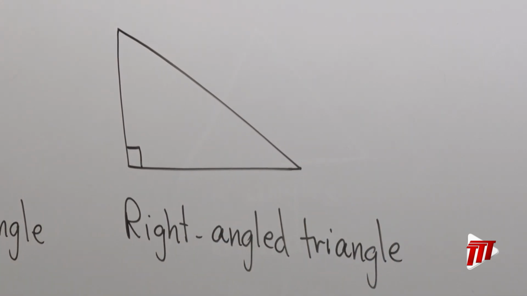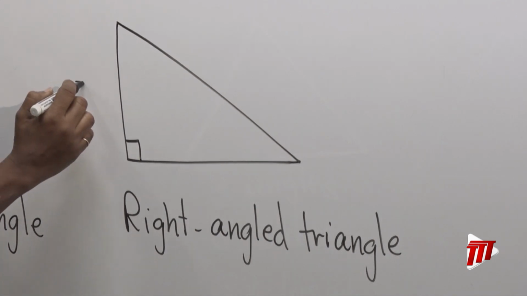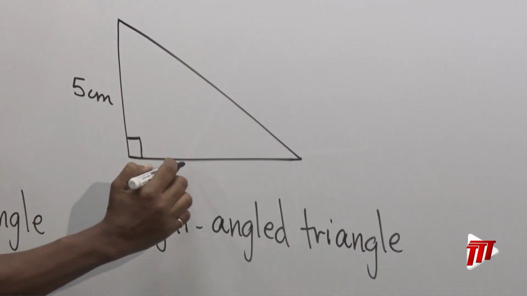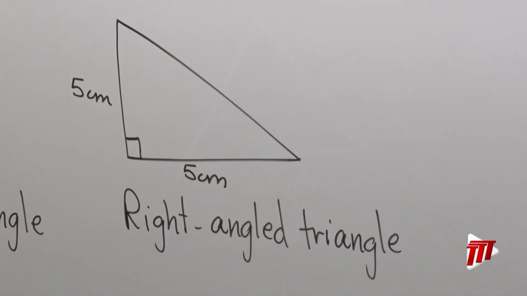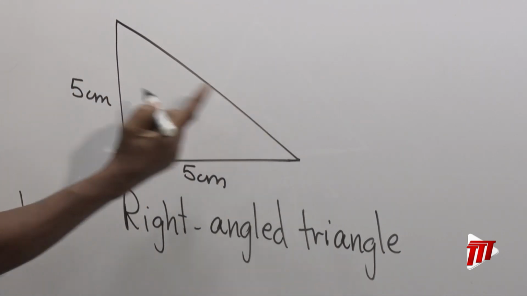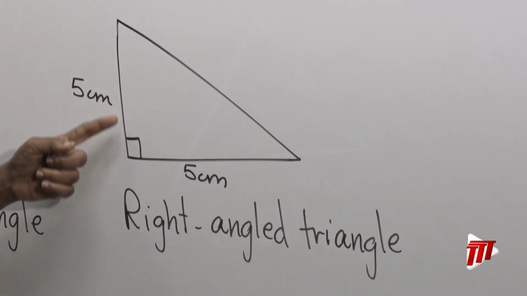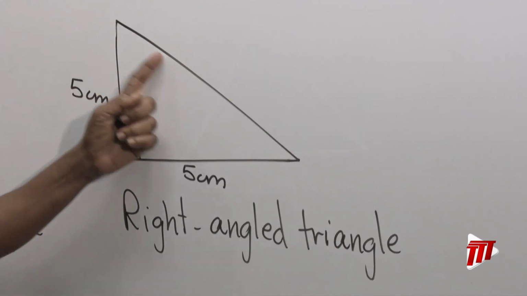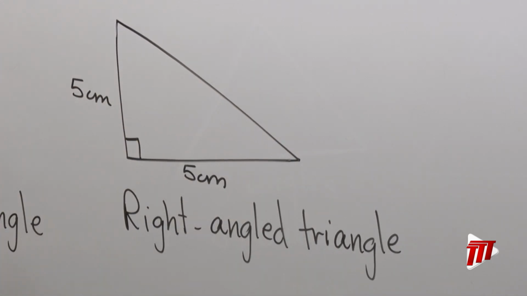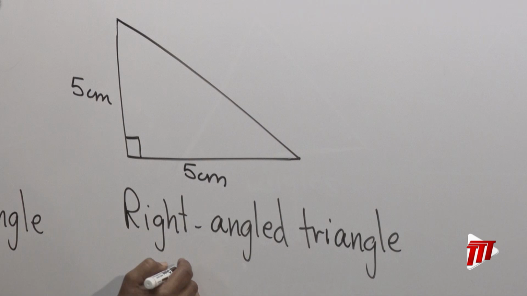Now, this is a special triangle because our right angle triangle could be isosceles. If I put 5 centimeters here, I can draw this side 5 centimeters. Will this be 5 centimeters? No, this will be greater than 5 centimeters. Why do you think? Because if this side is equal to this side, then the side opposite the right angle will be longer. Therefore, this right angle triangle is also isosceles.